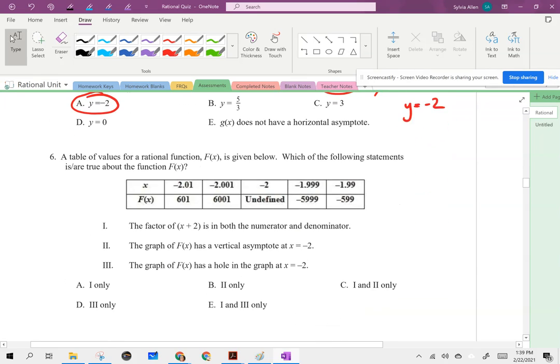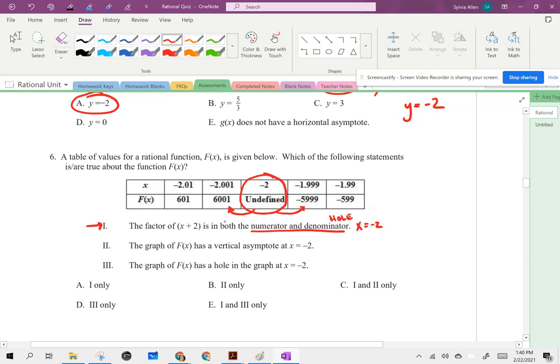Now let's look at 6. We've got a table of values and it says which of the following statements is true about the function. So let's take a look at 1. The factor of x plus 2 is both in the numerator and the denominator. Well, that would indicate that x is equal to -2. So we go to -2 and we analyze the left and the right. In order for it to be both in the numerator and the denominator, it would have to be a hole.